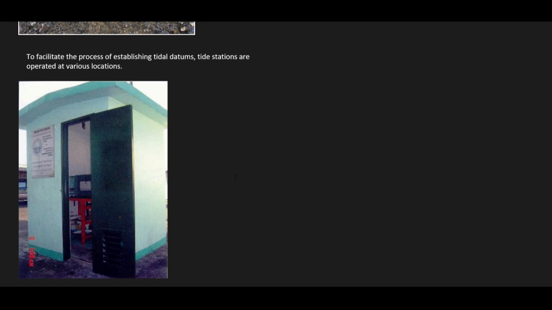Okay, so that's basically it for tides. And we will proceed in the next videos with the processes in determining soundings and locating positions when taking soundings.